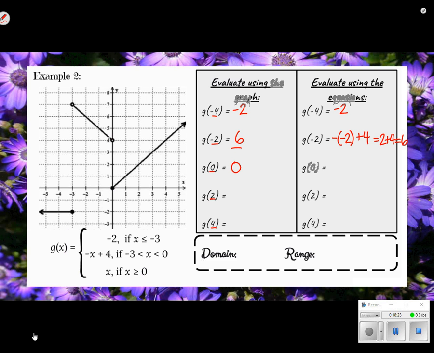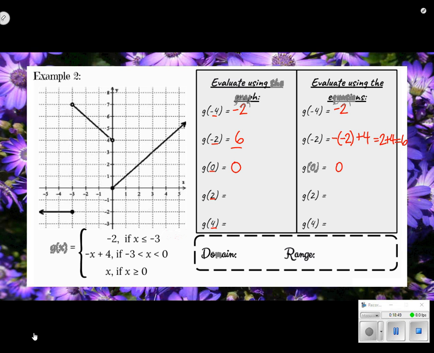All right, let's see where 0 fits in. Is 0 less than or equal to negative 3? Is negative 3 less than 0 less than 0? Or is 0 greater than or equal to 0? Which one is true? This one right here. That one's true. If I plug in 0 for x, I get 0. They match, which is what I want.